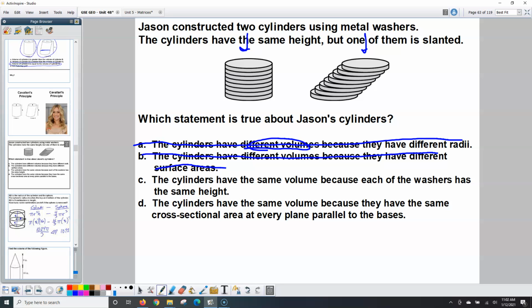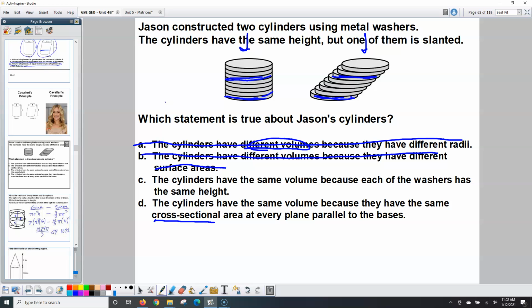I don't know. Let's read D. The cylinders have the same volume because they have the same cross-section. Look at that. That's that fancy phrase I used earlier. Have the same cross-sectional area at every plane parallel to the bases. So that was a really fancy way of saying, if these are stacks of paper up top, that sheet of paper has the same cross-sectional area as that sheet of paper. This one right here, same as that one right there. All the way to the top, they have the same volume. Okay?